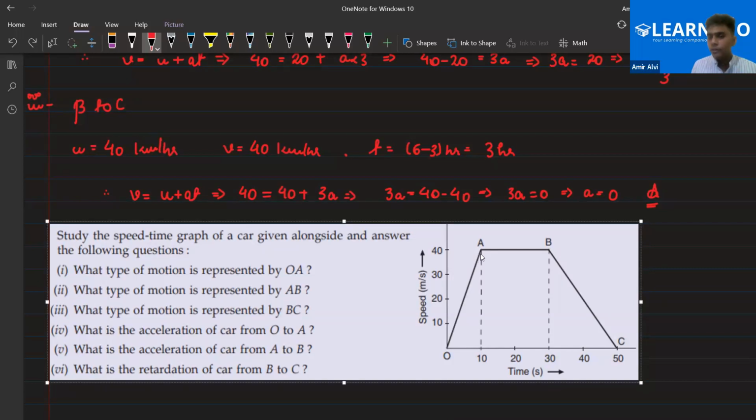After A to B point, the graph is parallel to the x-axis, right? It means that it is going to be constant motion. There is no acceleration at all, right? And after B to C, it is going to be an accelerated motion, but in the negative value because it is decelerating, right, Sarah and Farhan? Yes, sir.